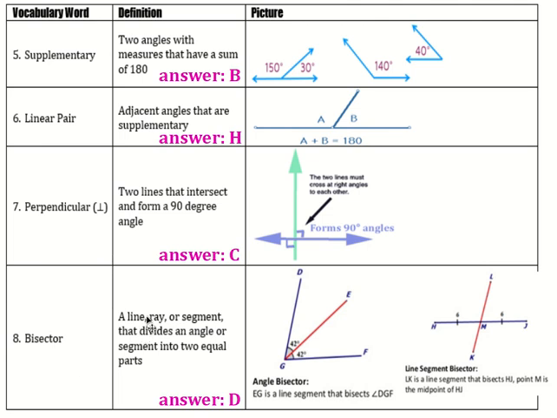A bisector is a line, ray, or segment that divides an angle or a segment into two equal parts. So here, EG is your angle bisector, and it breaks up that whole angle DGF into two, which is 42 degrees and 42 degrees. Or we can have a line bisector, which would break these off into two congruent pieces.